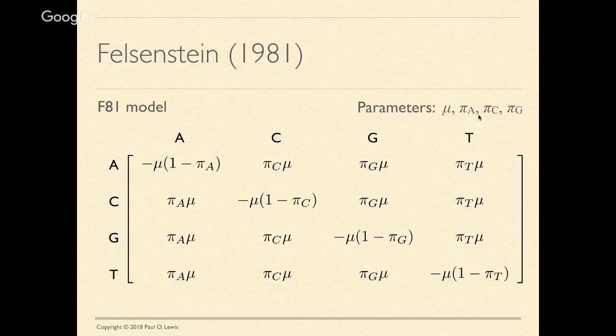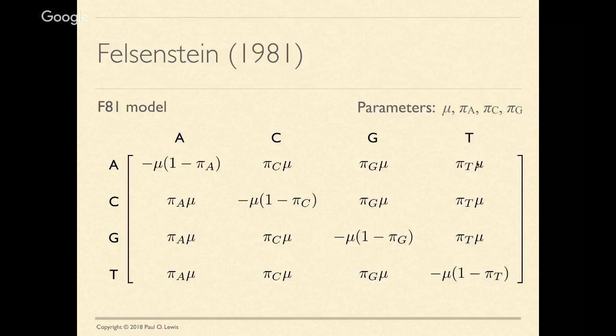The other parameters of the substitution model are usually global parameters that apply to all branch lengths. So pi A is the same for the whole tree normally. It doesn't change from branch to branch, but mu will be a different value for each branch. And I'll talk in a minute about how you get mu from the rate matrix or from the branch length.